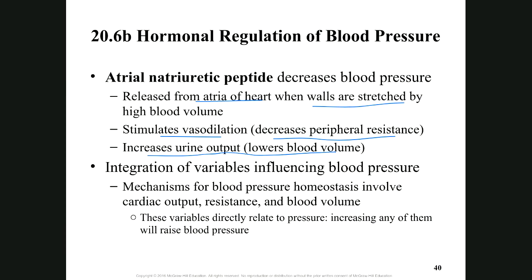So it's important that all of these hormones work together to maintain homeostasis of cardiac output, resistance, and blood volume together. And negative feedback mechanisms can control all of these secretions.